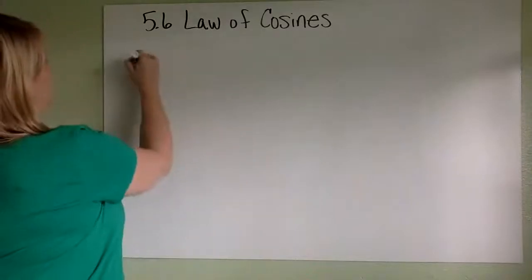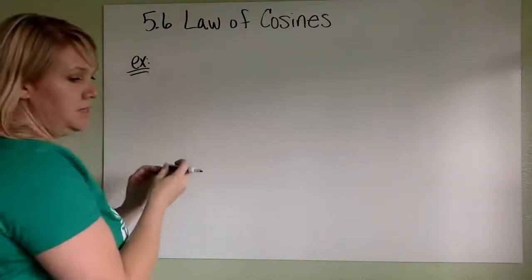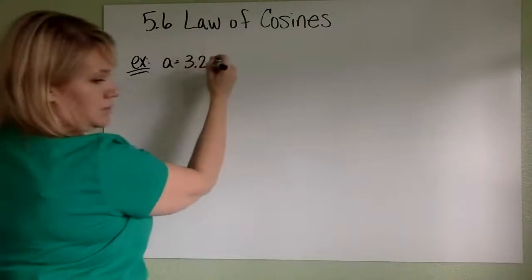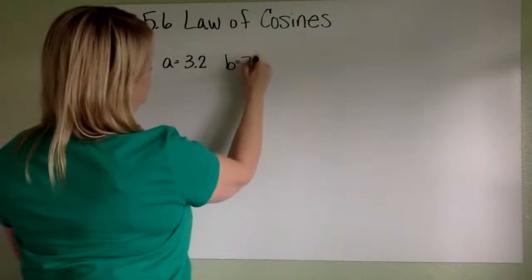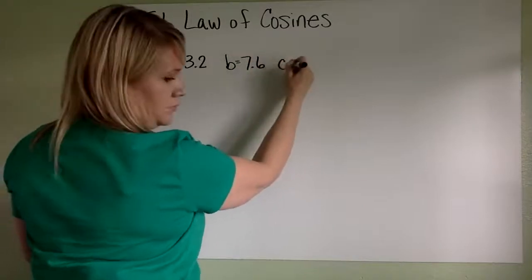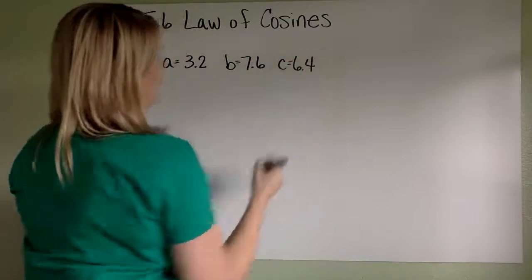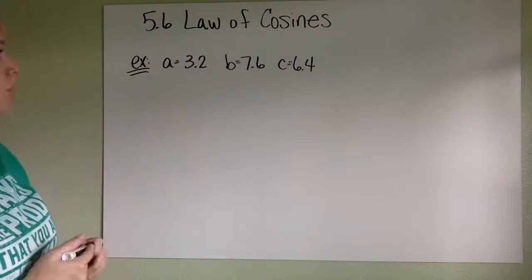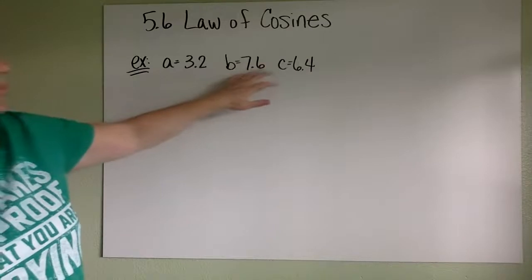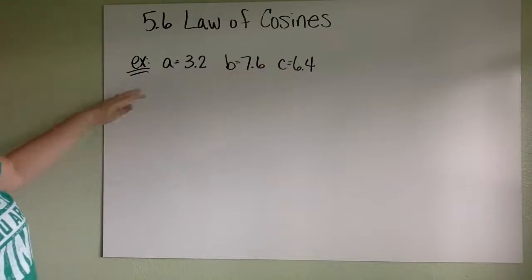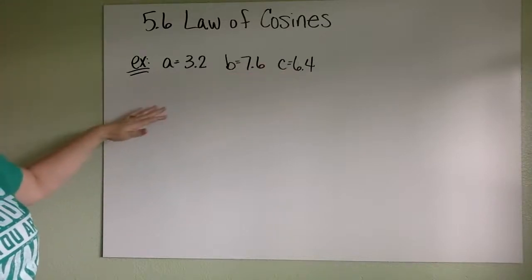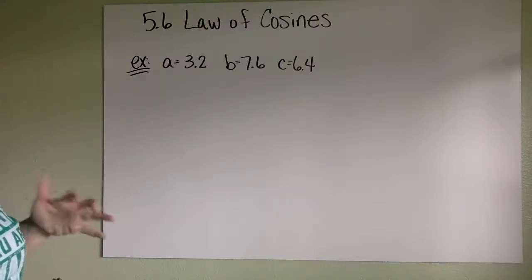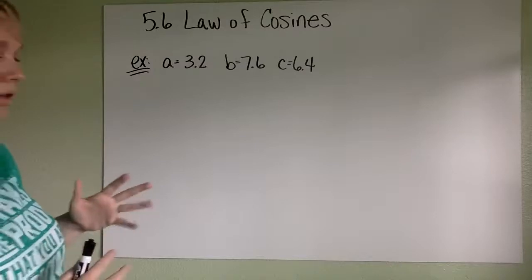Okay, so this is an example where they're giving you all three side lengths. So the side lengths are 3.2, 7.6, and 6.4. I could draw a picture of the triangle if that was helpful. You might feel like doing that and label the sides that you know and the angles to keep an idea of what it's going to look like.